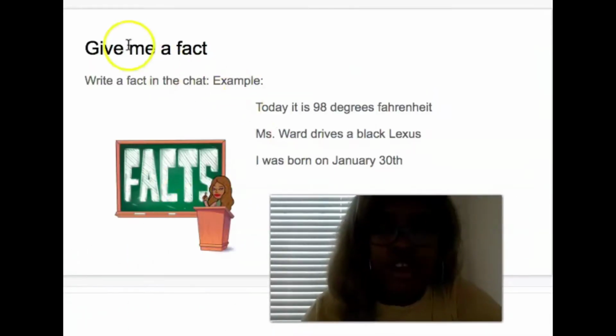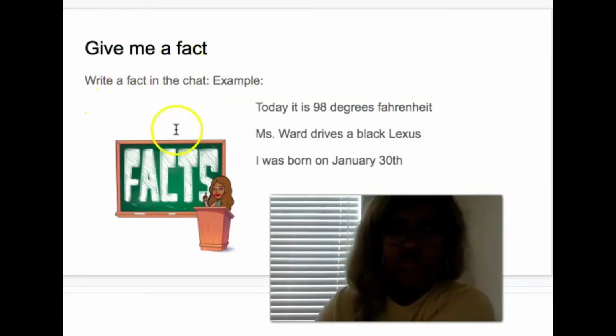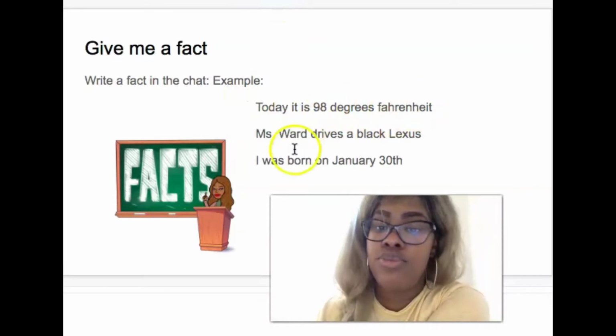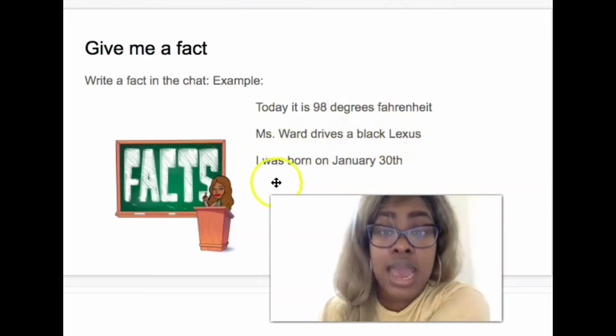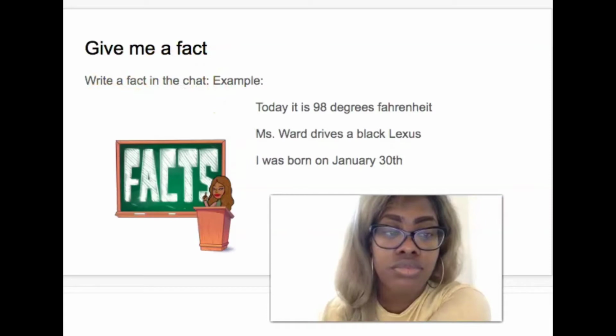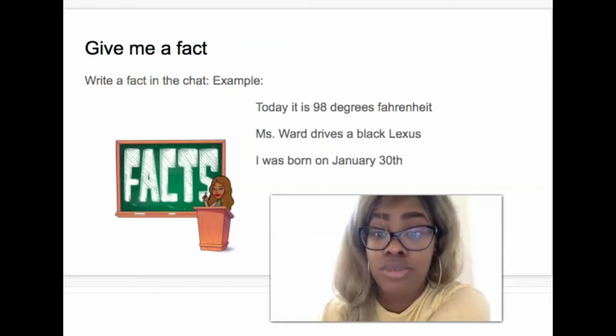The first thing that I want you guys to do is I want you to start giving me a fact. Write any type of facts that you know about in the chat. For example, today it's 98 degrees Fahrenheit. Miss Ward drives a black Lexus. I was born on January 30th. These are all facts. Jot down as many facts as you can possibly come up with and drop them inside of the chat or discussion board.